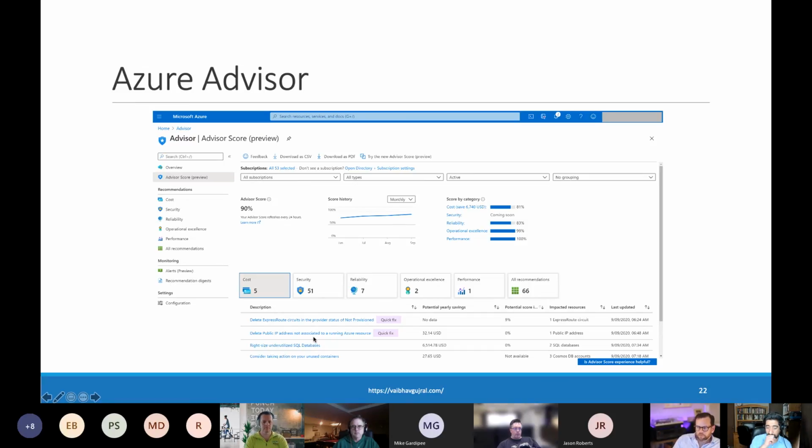One of the good features that I have liked is, for example, under cost, it lists all the 5 different recommendations that it has, and for some of those recommendations, it also offers something known as quick fix. What happens is if you click quick fix, it goes ahead and makes the appropriate changes that need to happen.